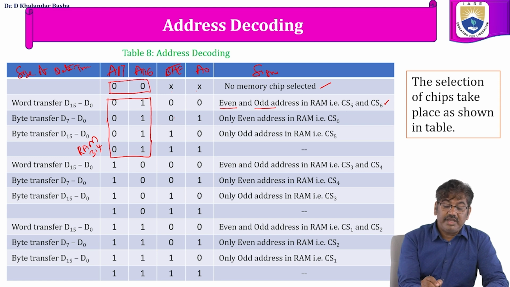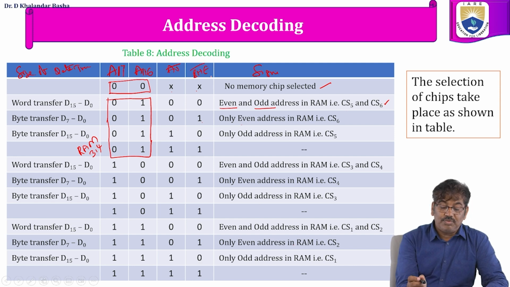Whenever BHE bar, A0 is equal to 01, 0 indicates the upper 8 bits. Where do we have the upper 8 bits? At the even address. So only this is A0, BHE bar.